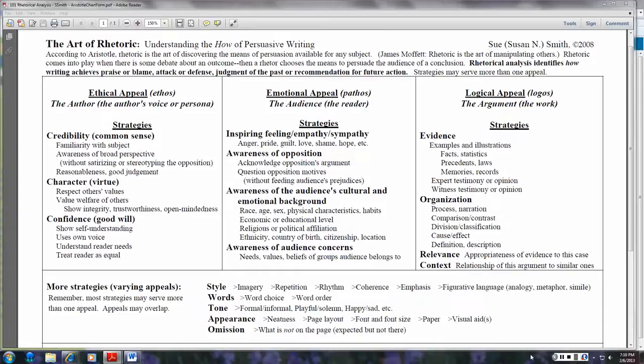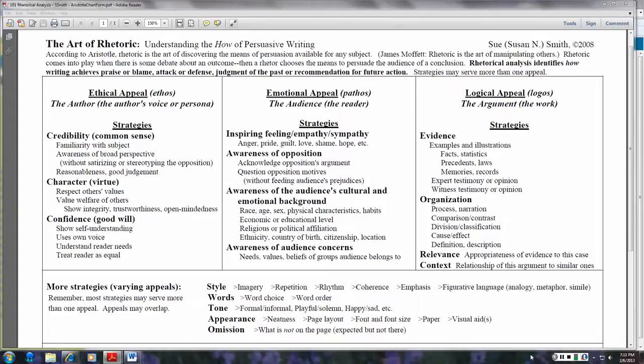What kind of evidence is provided? How is the paper organized? Can you follow the train of thought easily? Is the information relevant to the case? Again, that idea that you don't want something unique. You want to make sure that the examples and illustrations you use are representative. And what is the relationship to other arguments of like kind?